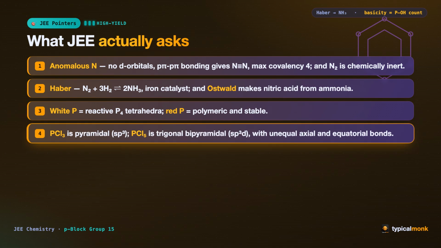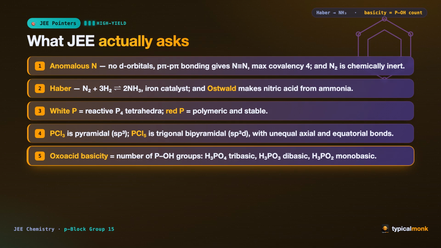4. Phosphorus trichloride is pyramidal, sp3. Phosphorus pentachloride is trigonal bipyramidal, sp3d, with unequal axial and equatorial bonds. And 5. Oxoacid basicity is the number of POH groups. Phosphoric acid is tribasic, phosphorus acid dibasic, hypophosphorus acid monobasic.